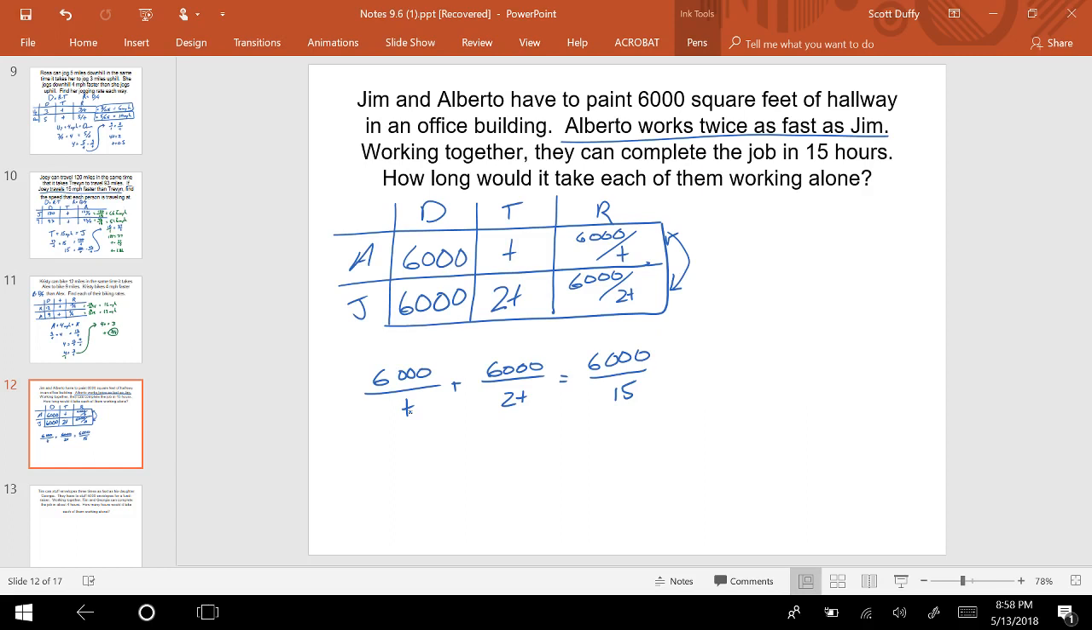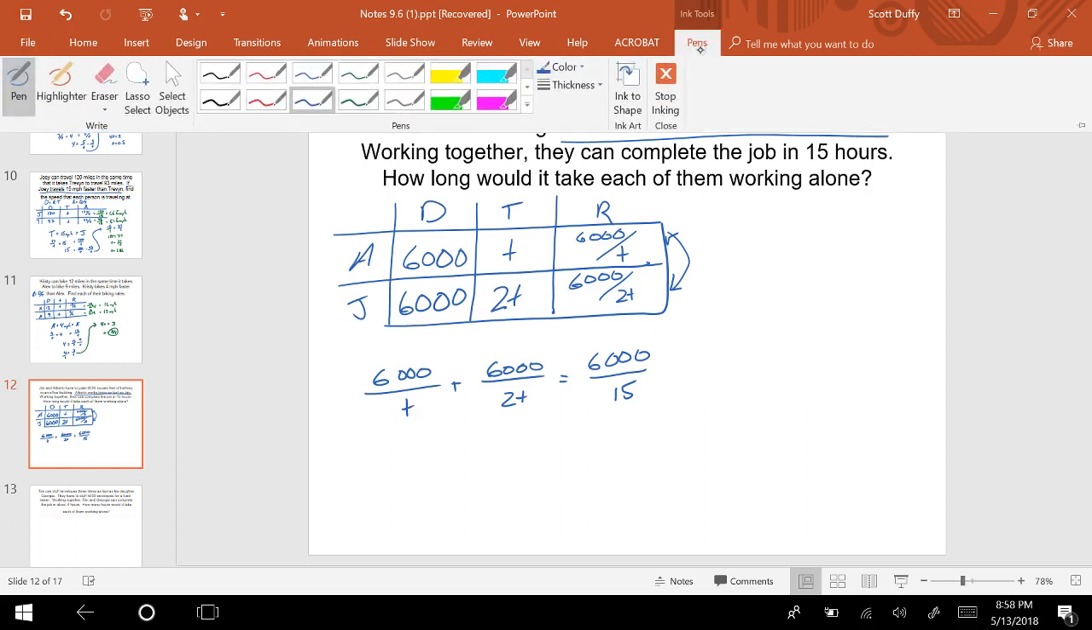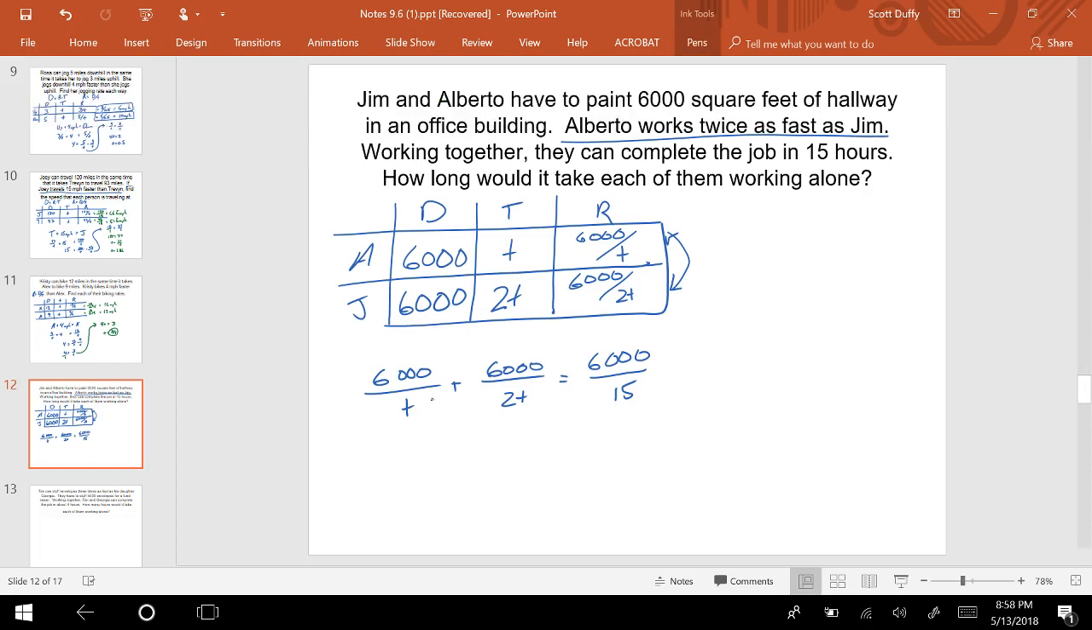So what we need to do is realize what we have to do to these fractions on the left side so that we can add them. What you realize is that this fraction right here has 2t, while this one has just a t. So the fraction on the right here has a 2, while the fraction on the left doesn't. So I'm going to multiply both the top and the bottom by 2. So that you're taking 6,000 times 2, which is 12,000, plus another 6,000, all divided by 2t.